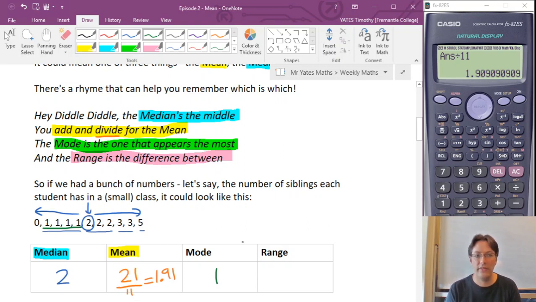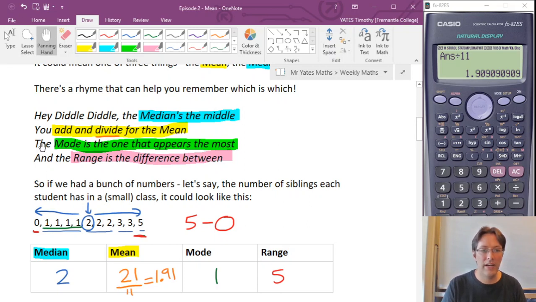Next up is the range. The range is the difference between the highest and lowest number. So our highest number is 5. Our lowest number is 0. It's tempting to write 0 to 5 as our range, but as mathematicians, we don't want there to be 2 numbers to express our range. We only want 1 number. So we actually do 5 subtract 0, or whatever that number would happen to be. 5 subtract 0 is just 5. So our range ends up being 5.